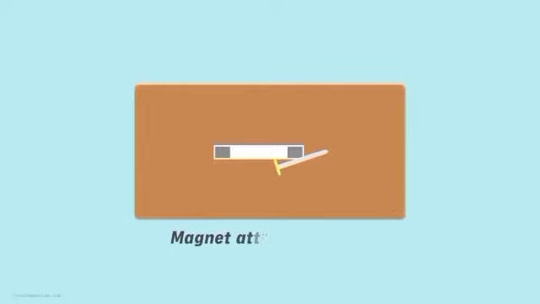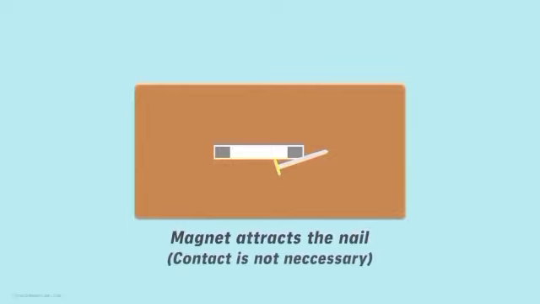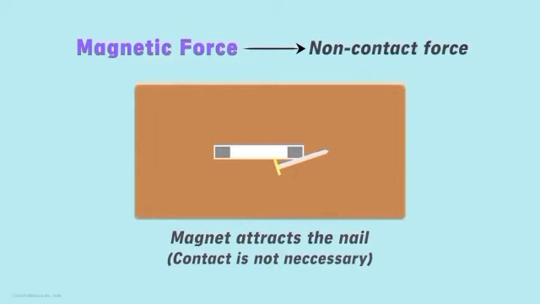What does this tell us? This shows that the magnet attracts the nail and contact is not necessary for this attraction. The magnet pulled the nail towards it even though it was not in contact with the nail. The force that this magnet exerts on the nail is called magnetic force. So contact is not required for the magnetic force to come into play. We call this force a non-contact force.